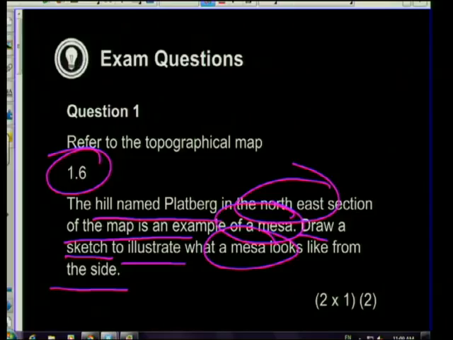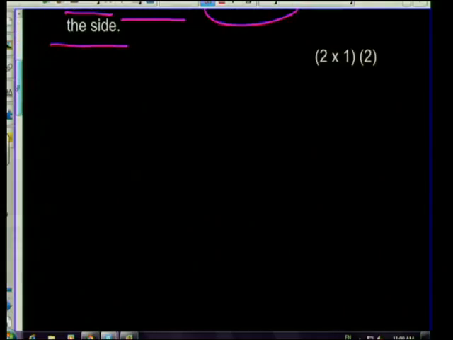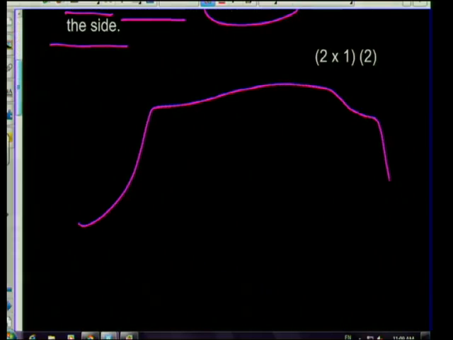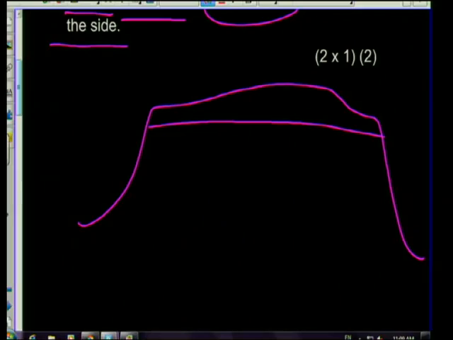Yes, buttes, plateaus, mesas, conical hills, and so on. What does your mesa look like? Without even looking at the map, I'm going to do this for you. You've got a steep slope, a flat top. Let's draw an irregular feature, and another steep slope. Mostly found in your Karoo region, your horizontal sedimentary rock. Remember, the top of the rock is flat.